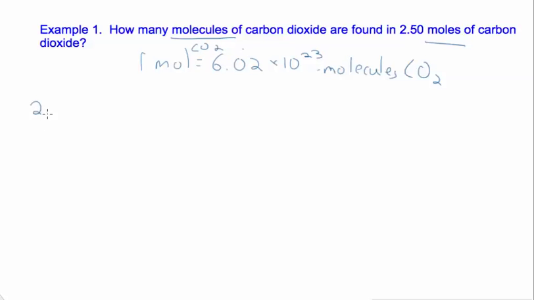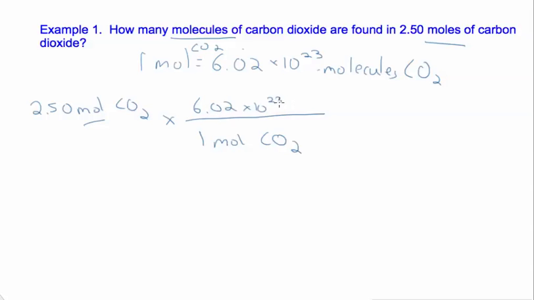We have 2.50 moles of CO2. Because we're trying to get rid of moles, we have to put 1 mole on the bottom, which means we put Avogadro's number on top. Molecules. Be careful when you're writing molecules. Don't abbreviate it as MOL or MOLE, because that means mole. So you've got to go at least to the C if you're trying to abbreviate it in some way. Moles of carbon dioxide cancel out.